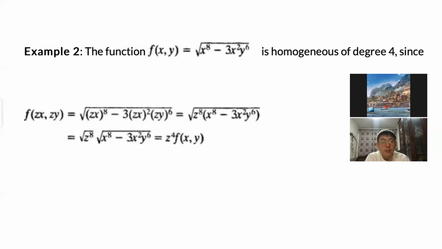So we put a z into the equation and it doesn't change. We can put it in front and it doesn't change f of x, y. The next example.